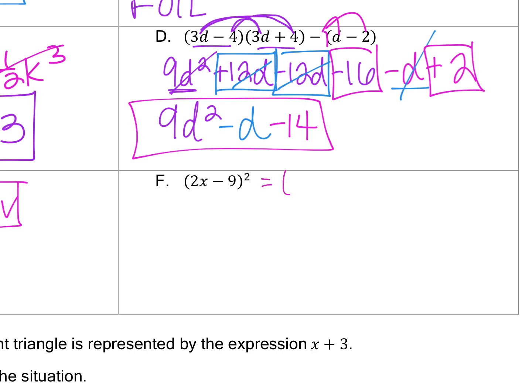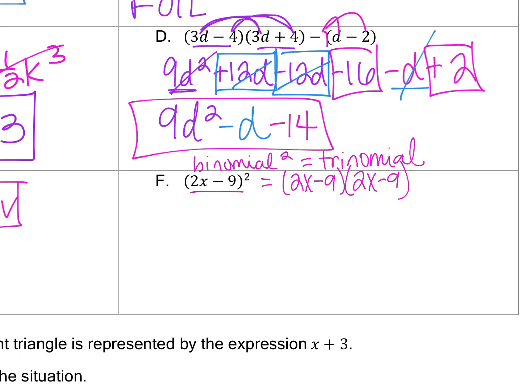All right, last one. Notice this one is 2x minus 9 squared. Anytime I'm squaring something, we are multiplying it by itself. So I want you to rewrite this as 2x minus 9 times 2x minus 9. A lot of students make an error on problems like this. They want to put 4x squared plus 81. That is not correct, because anytime I have a binomial squared, it should always give me a trinomial. So I have to use FOIL here.